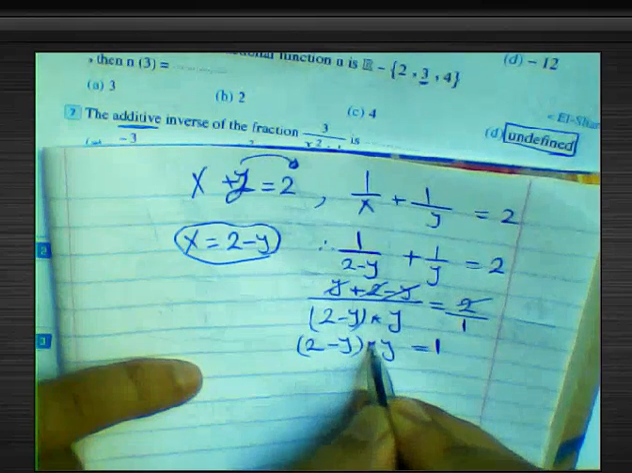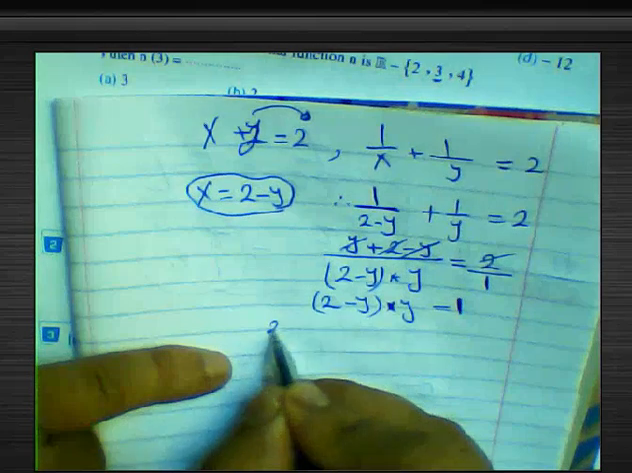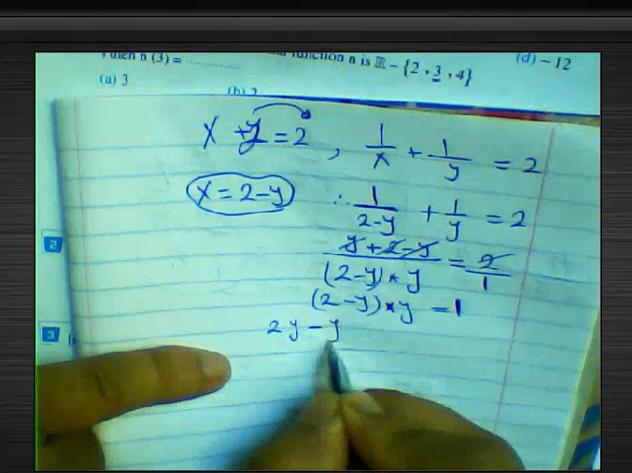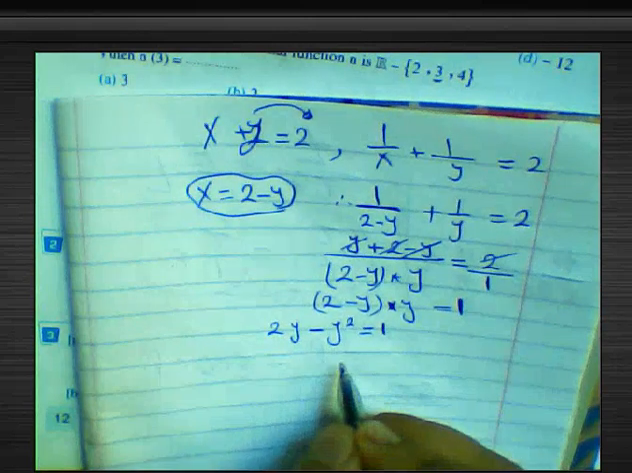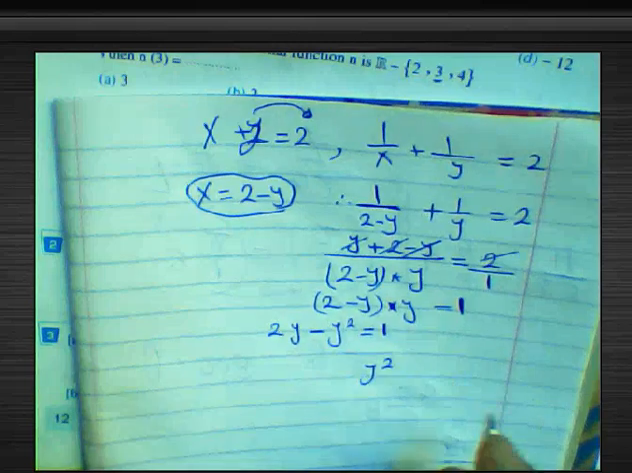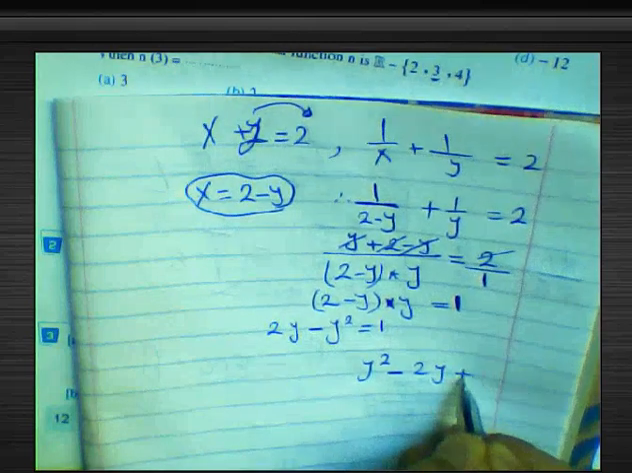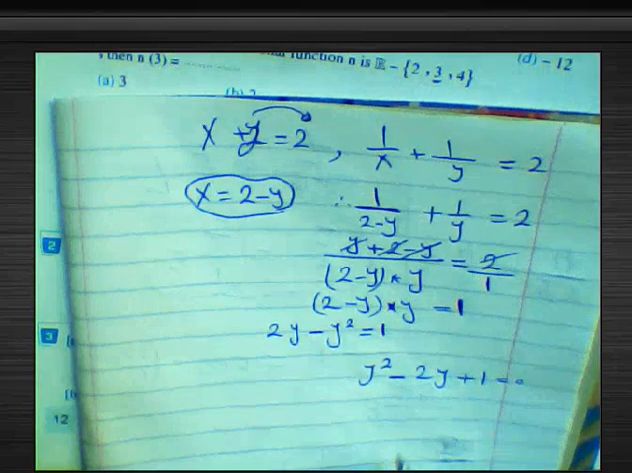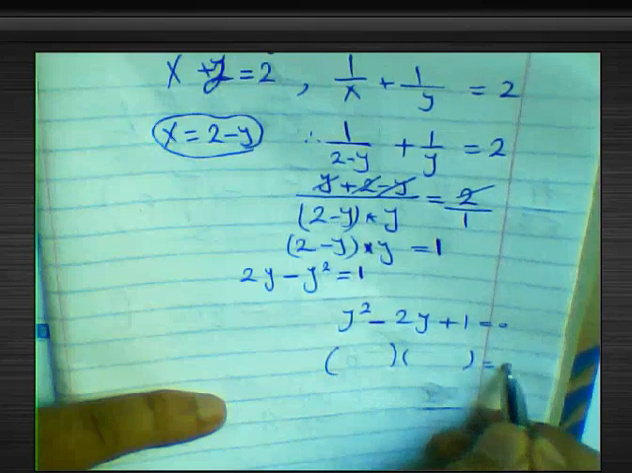You can use distribution on this expression: 2 times y equals 2y, subtract y times y equals y power 2, equals 1. We can rewrite it by moving y power 2 from the left-hand side to the right-hand side: y power 2 minus 2y plus 1 equals 0.